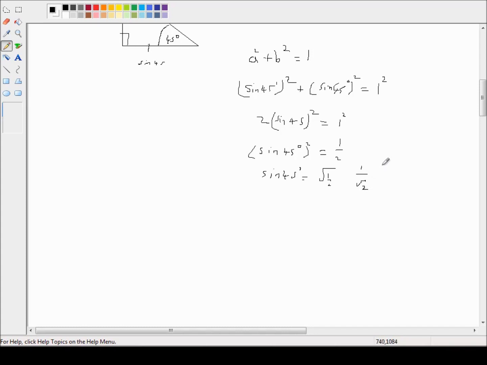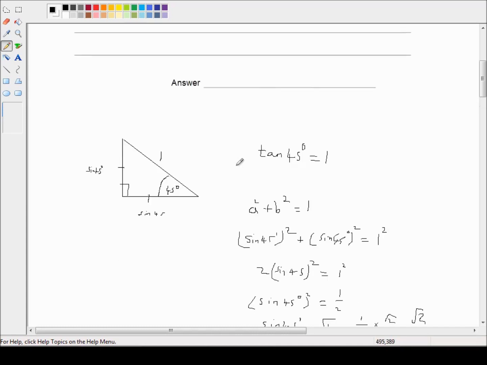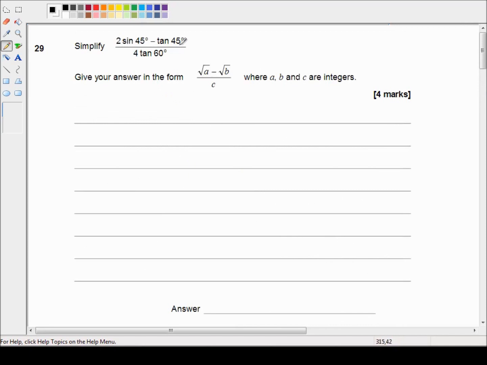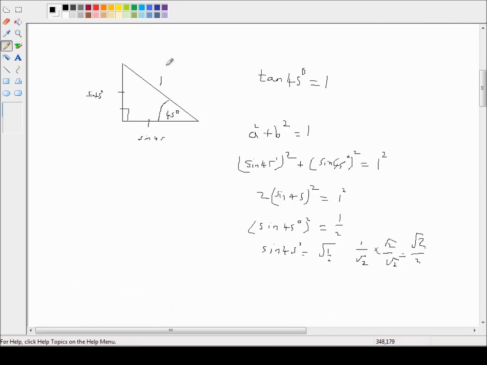Or we could rewrite it if we multiply by root 2 over root 2. By the way, we can say 1 over root 2 because the square root of 1 is 1 and the square root of 2 is the square root of 2. And if we multiply top and bottom by root 2, we get root 2 over 2. So the sine of 45 degrees is root 2 over 2. And we already know tan 45 degrees is 1. We just need to know what the tangent of 60 degrees is.